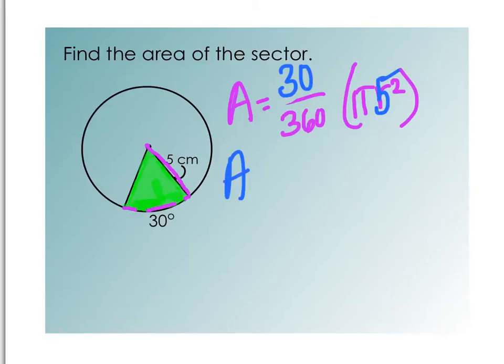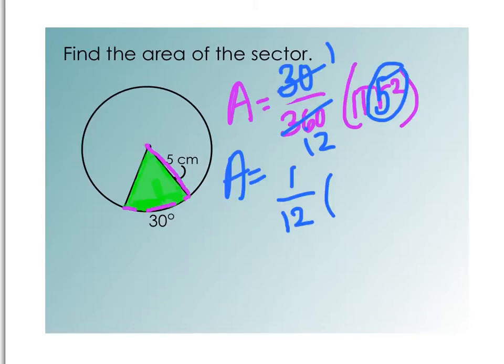The area will equal, well, let's reduce this fraction. I know 30 goes into 30 once and 30 goes into 360 12 times. So I could write this as 1/12 times, and I can use my commutative property to rewrite this and put the coefficient in front of pi. So let's write this as 5 squared, or 25, times pi.